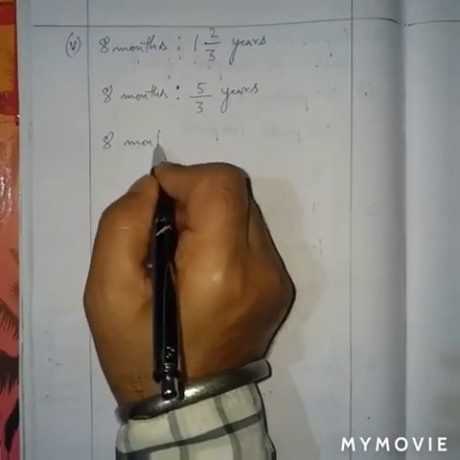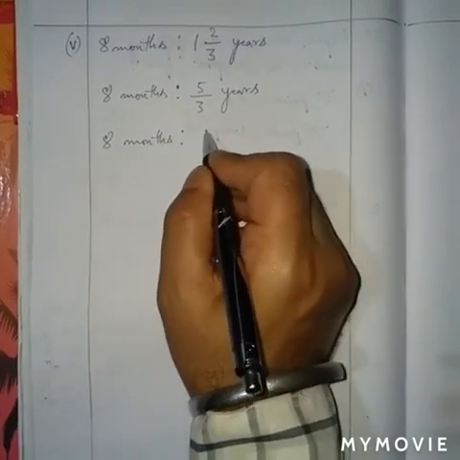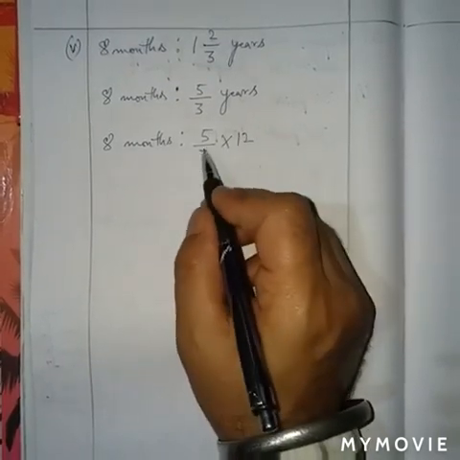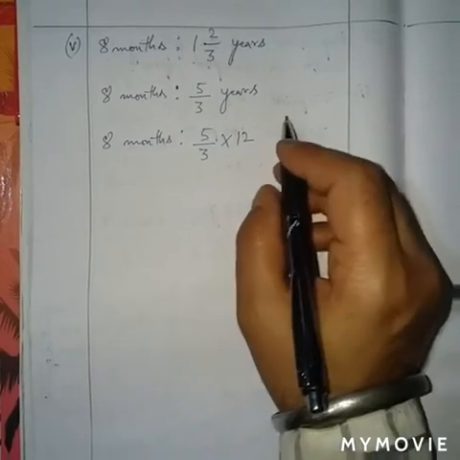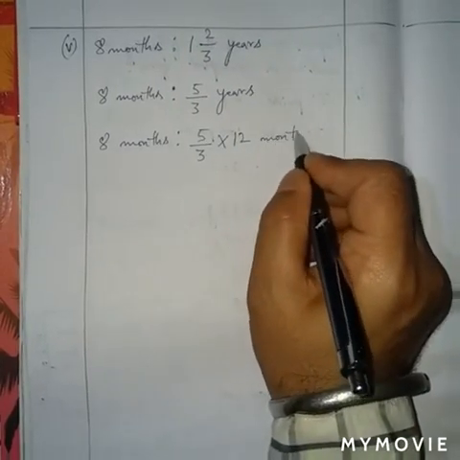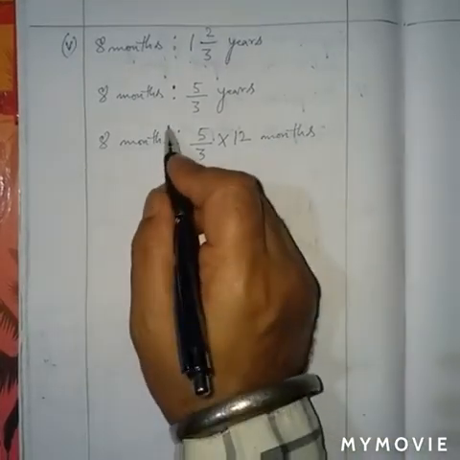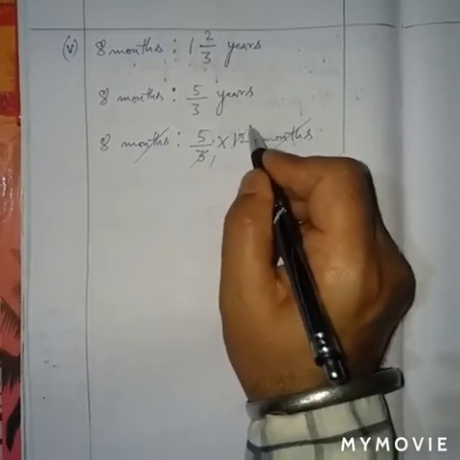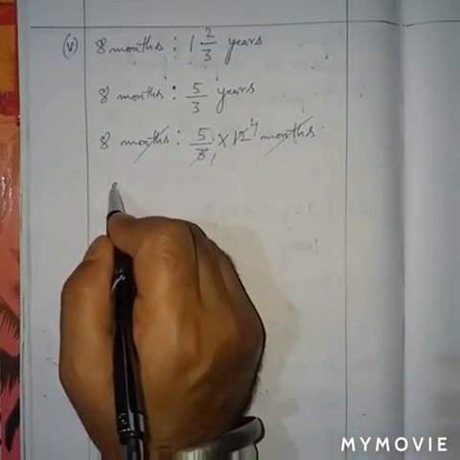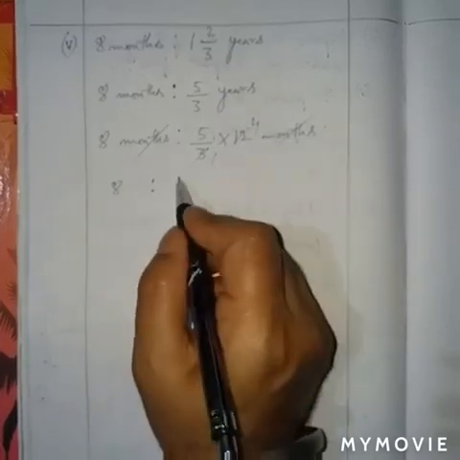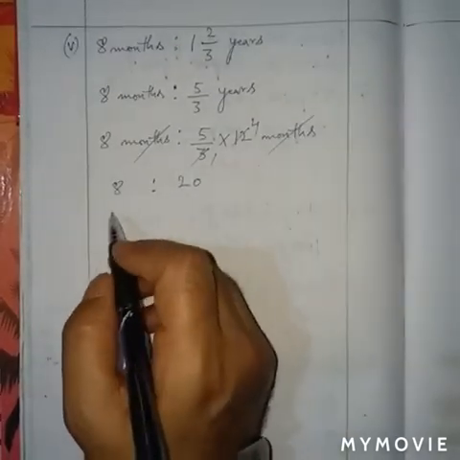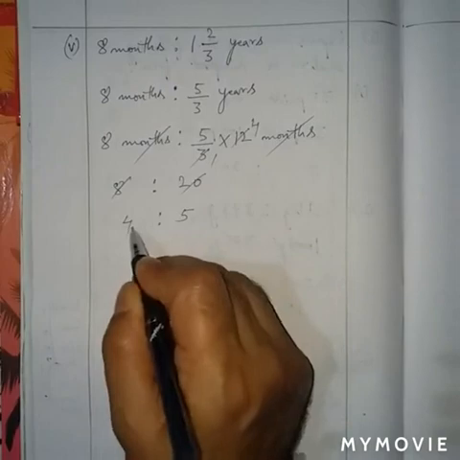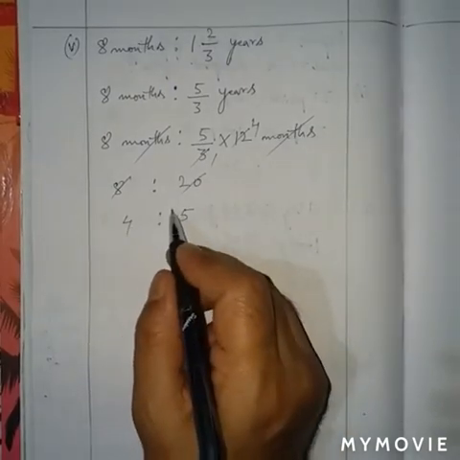8 months this side and this side 5 by 3 into 12. When we multiply this year by 12, then it becomes months. Now these months and months get cancelled. Here also 3 1s are 3, 3 4s are 12. Now here 8 is to 5 4s are 20. Again we can cancel. 2 4s are 8, 2 5s are 20. So it becomes 4 is to 5. This is the simplest form.